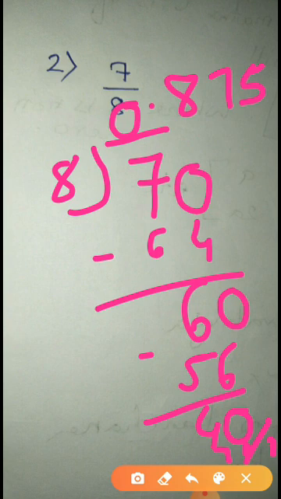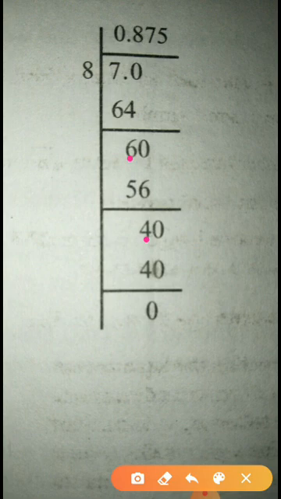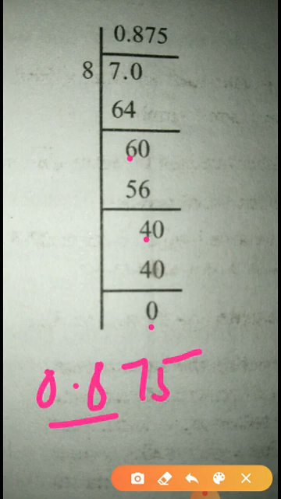In this case I got the remainder 0. First I got the remainder 6, then 4, and at the last 0. And I got the answer 0.875, with no number after 5. That means the decimal expansion has stopped, or I can say it is terminated.